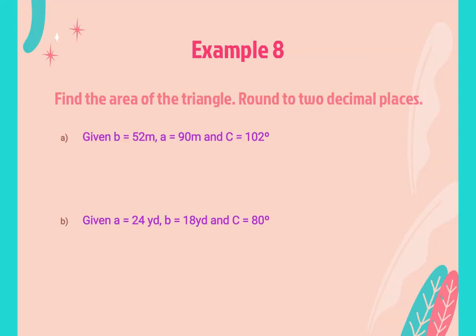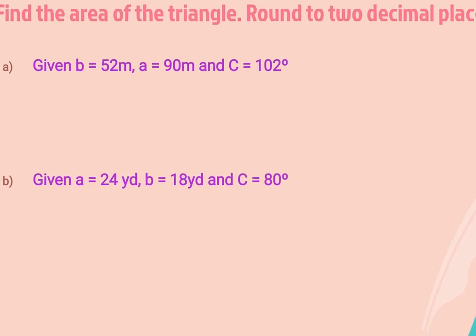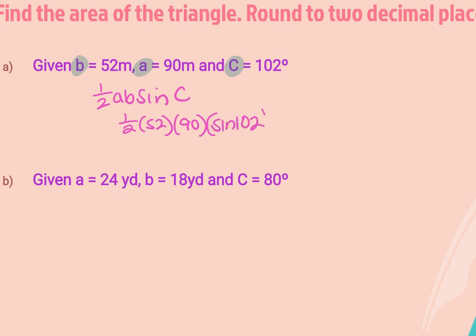Find the area of the triangle, round to 2 decimal places. So A says given B is 52 meters and A is 90 meters and angle C is 102. So you should be given one of each letter. That's how you know it's side angle side: 2 lowercase, 1 uppercase. So this would be 1/2. I would use A, B, sine of angle C. So 1/2 times 52 times 90 times the sine of 102. So 0.5 times 52 times 90 times the sine of 102.